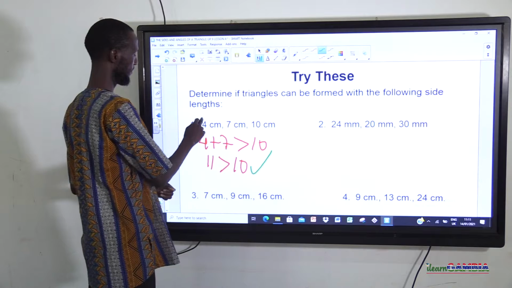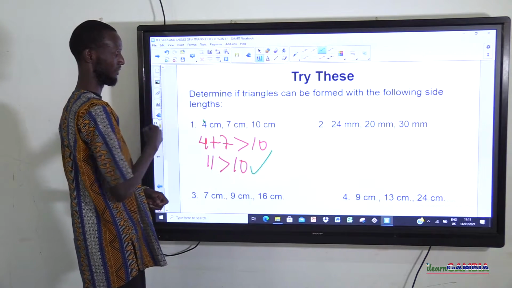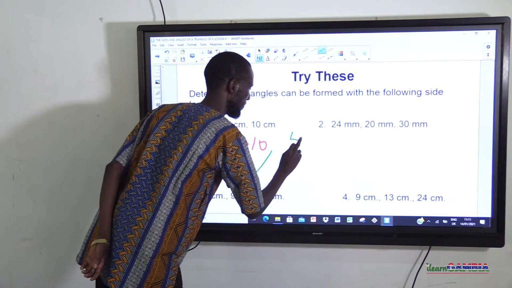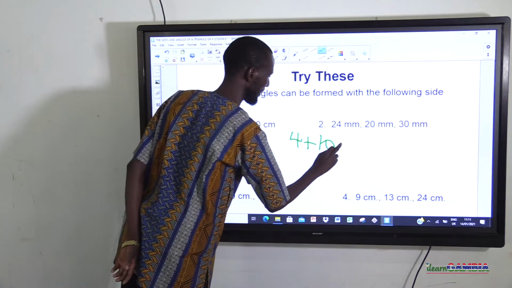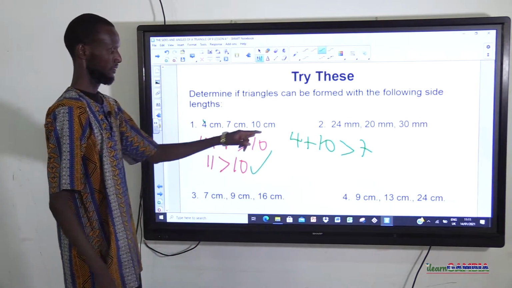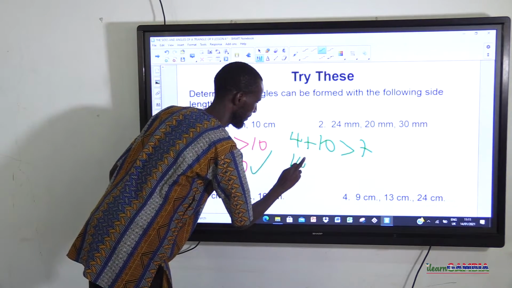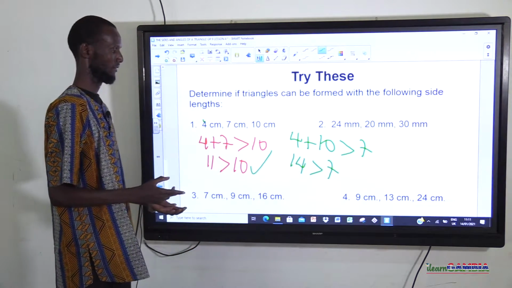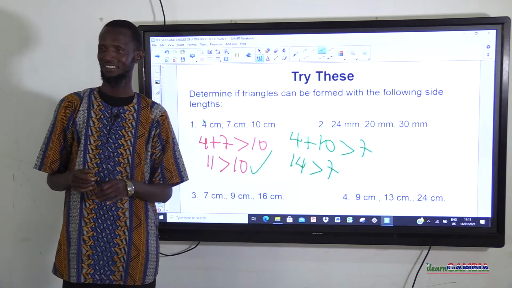Now let's say 4 and the 10 now, whether if you add them up, our sum will be greater than the 7. That's the third side in that case. So if we take the 4 plus the 10, will that be greater than the 7? Okay? 4 plus 4, you add that up, that should give us 14. Is 14 greater than 7? You said 4 plus 4. 4 plus 10. I said 4 plus? 4. I said 4 plus 4.